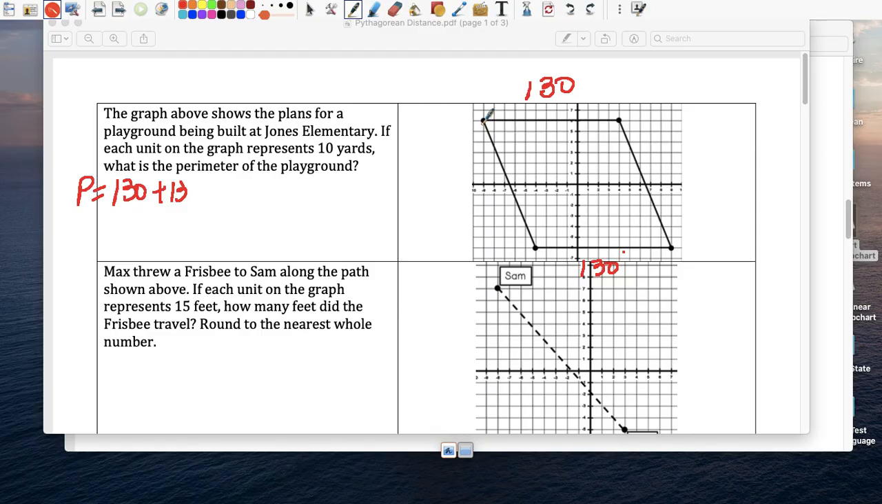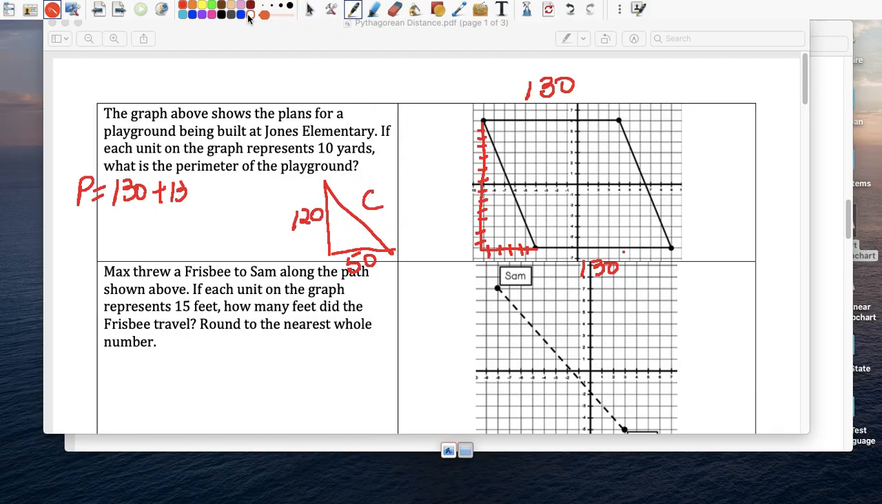So let's draw a triangle out. Here's my triangle. And notice that our horizontal distance here, I can just count. This is 1, 2, 3, 4, 5. It was 5 units, but I multiply that by 10, which makes this 50. Up and down, it's 1, 2, 3, 4, 5, 6, 7, 8, 9, 10, 11, 12. 12 times 10, which makes that 120. So now I have to find C.